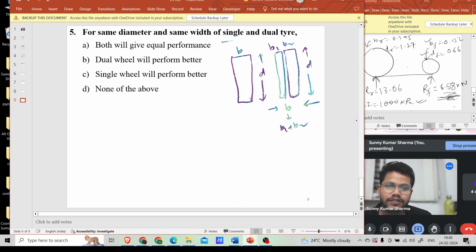For the same diameter and same width, which will perform better? This is option D, sir. Option D. Is it B, sir? Yes, you're correct. So can you tell why, or how?